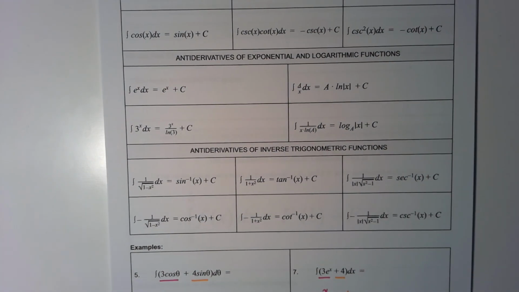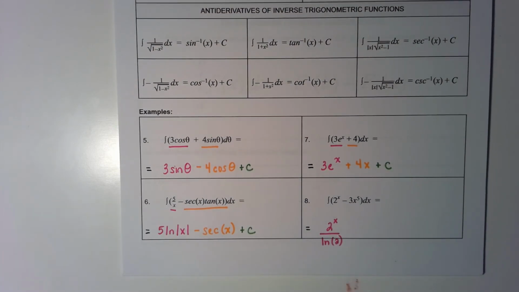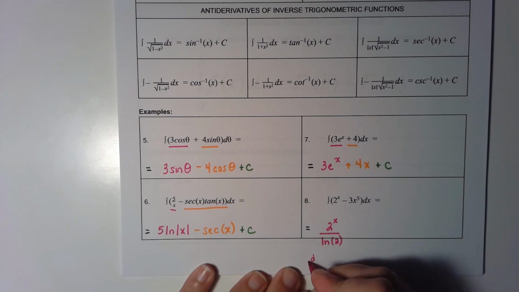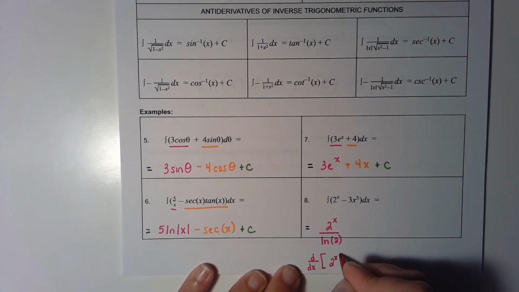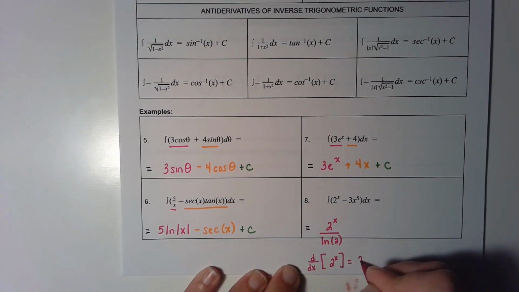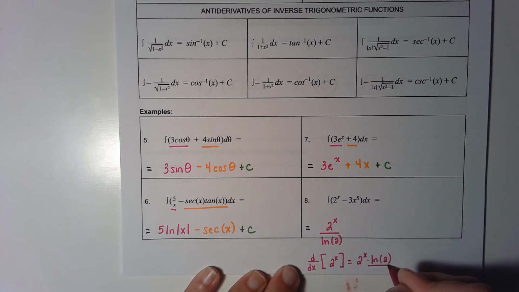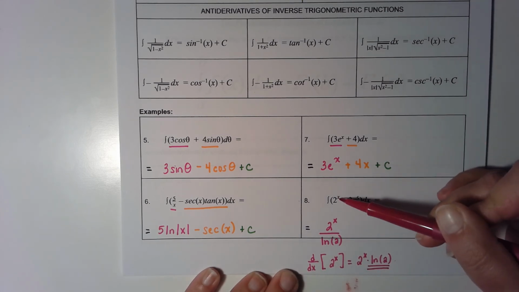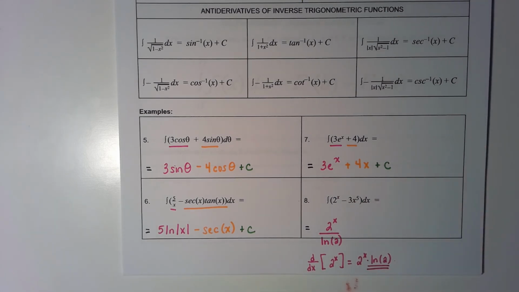Again, the rule for the derivative is that the derivative of 2 to the x is 2 to the x times the natural log of 2. I'm going to write this down. The derivative of 2 to the x would be 2 to the x times the natural log of 2. And since the natural log of 2 is not here, you would just have to divide by the natural log of 2 because you have to cancel it out.